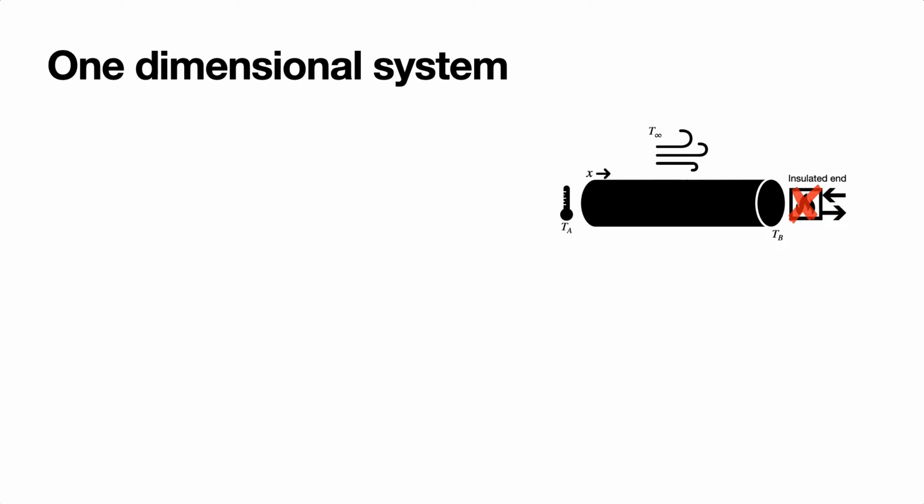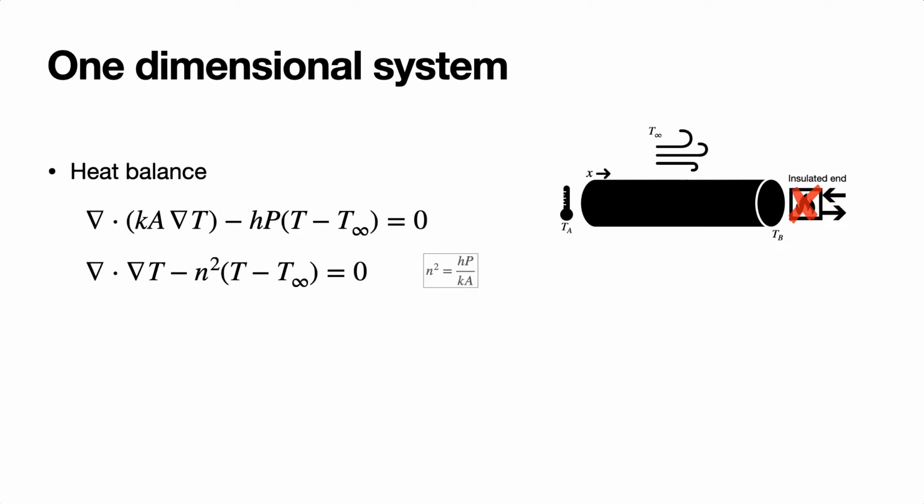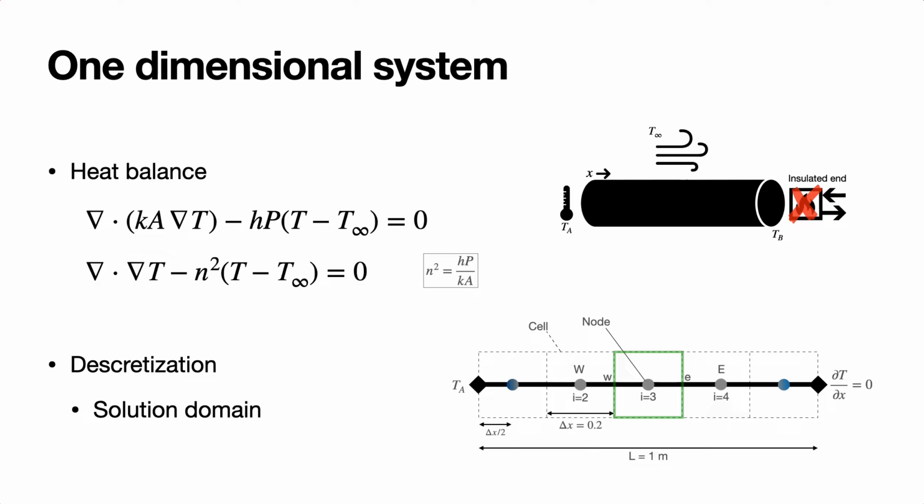In order to solve the problem numerically, one needs to discretize the domain, which means splitting the domain into non-overlapping regions covering the full domain. Here we have assumed that the heat transfer is dominant along the x direction only, thus giving rise to a one-dimensional problem.